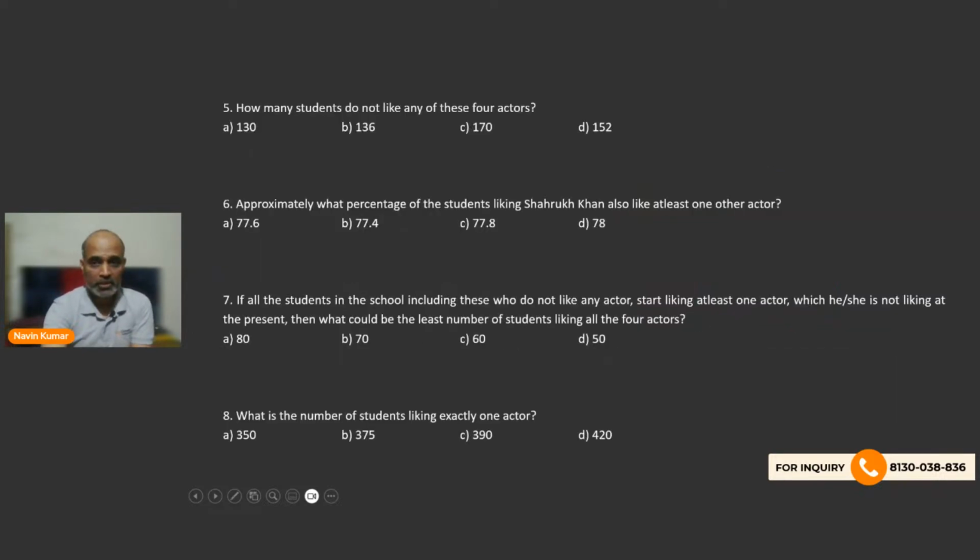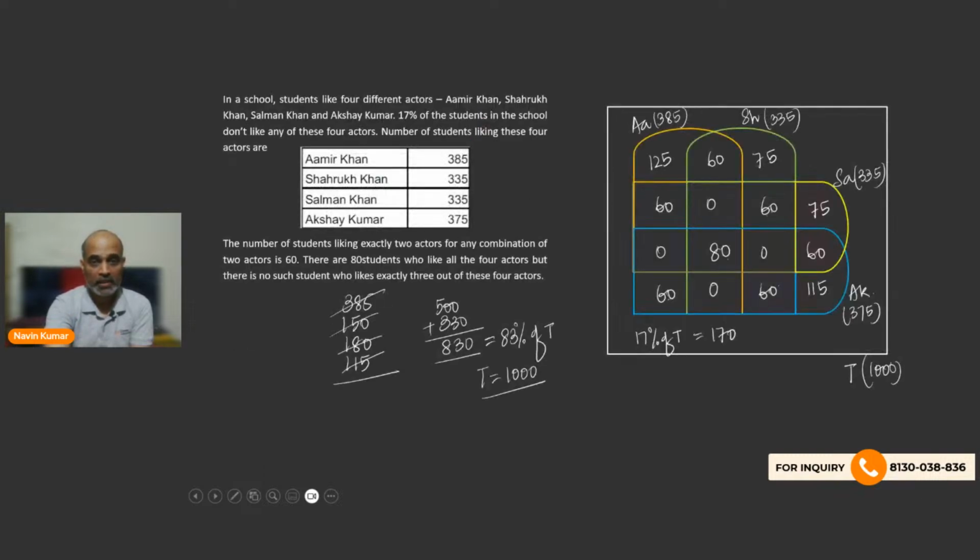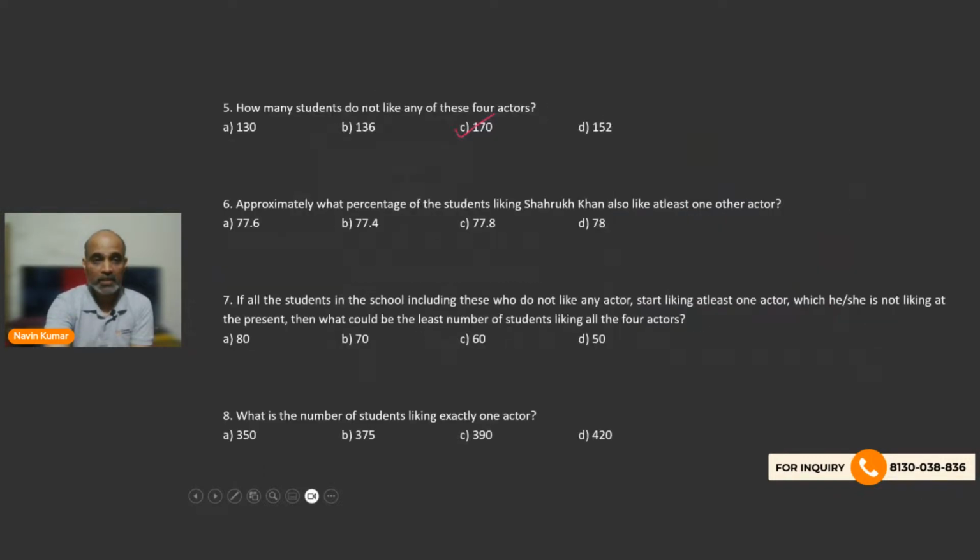Let's look at the questions now. How many students do not like any of these four actors? 170, right? The value outside, at the place of none of the sets.